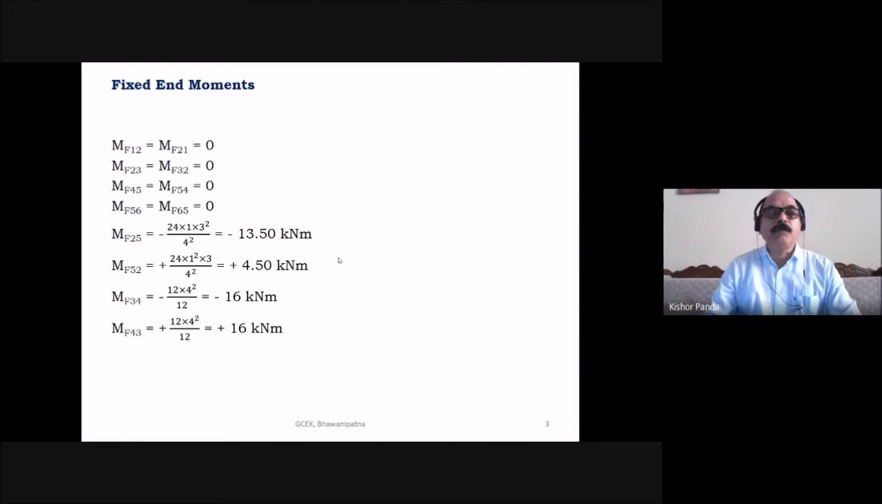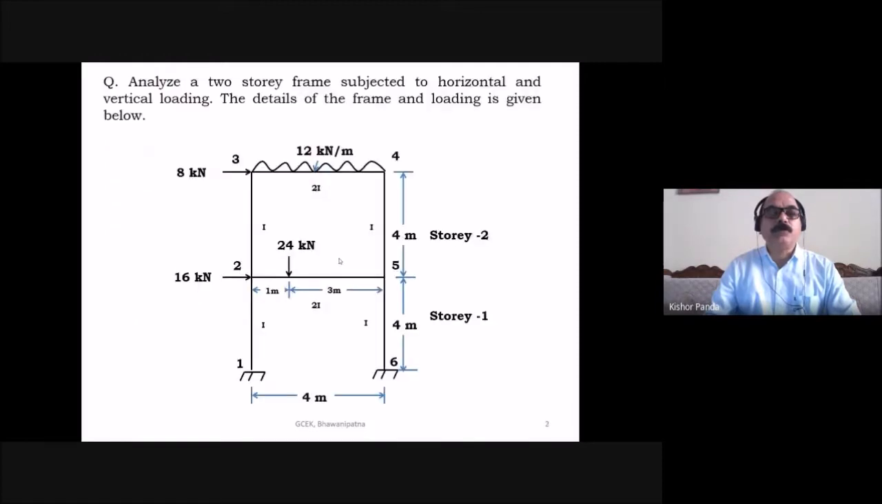So you have to find out the fixed end moment of joint 2, joint 5, joint 4 and joint 3. So MF2 is equal to MF21 plus MF25 plus MF23. Similarly, MF5 is equal to MF56, MF52 and MF54.